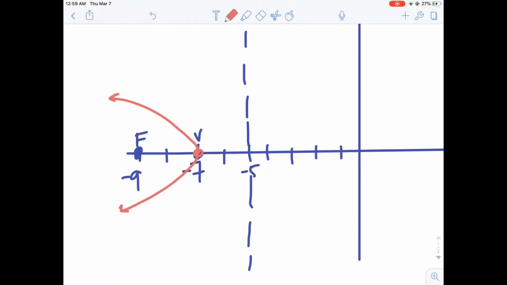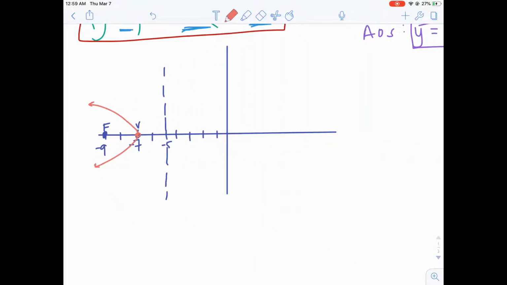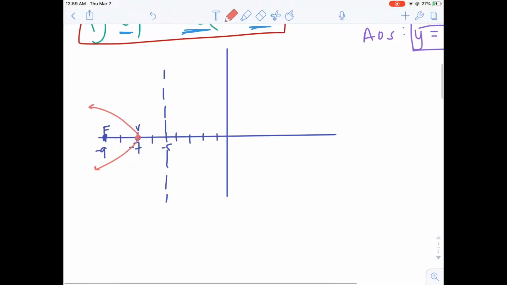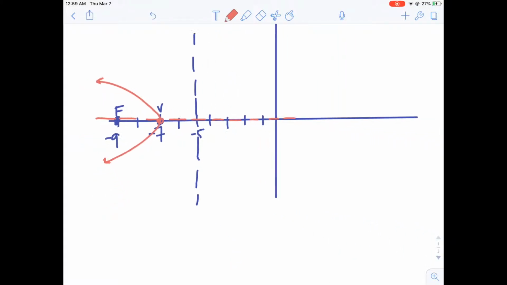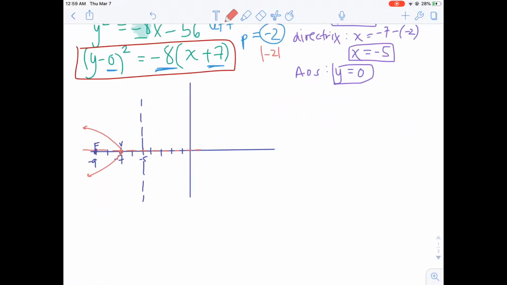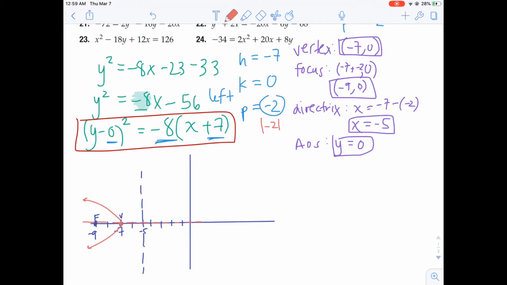And since it's negative, we know it's going to open in that direction. So I'm going to go ahead and do that rough sketch of the parabola. And remember, the focus is always going to be inside the parabola, so it makes sense that it's right where it is. And lastly, I'm going to graph my axis of symmetry at y equal to 0. So we're just going to do this line straight through the vertex and the focus. And that is our graph of the parabola together with finding the standard form.